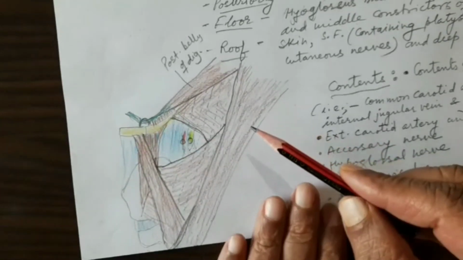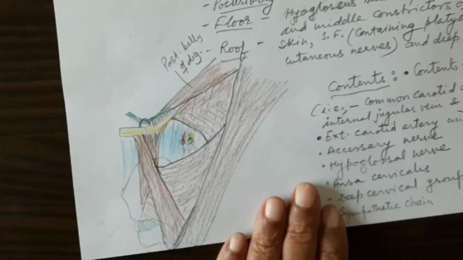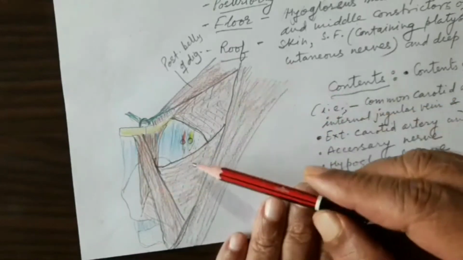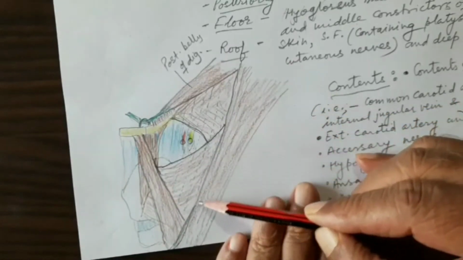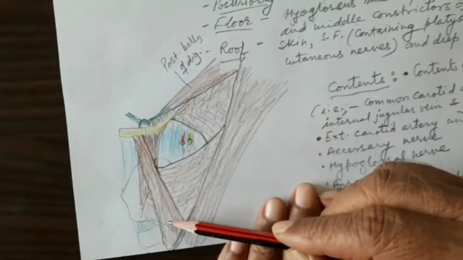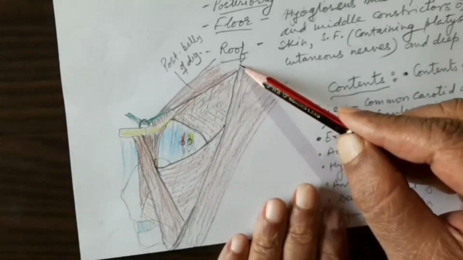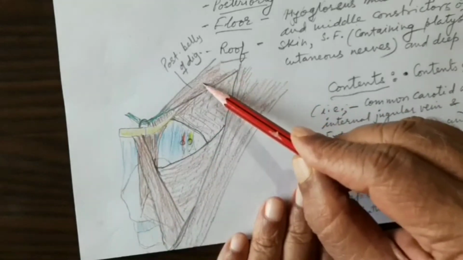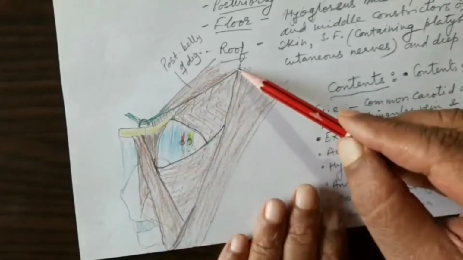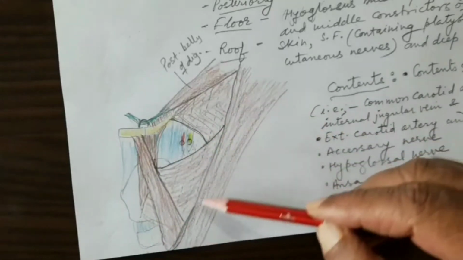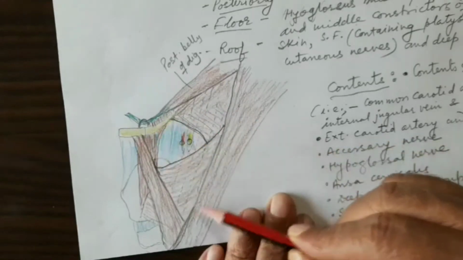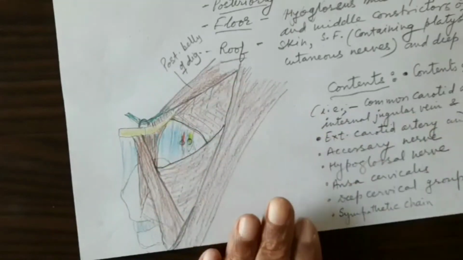Let us see the third boundary of this carotid triangle, called the posterior boundary. This posterior boundary is formed by the anterior margin of the sternocleidomastoid muscle, which overlaps the superior belly of the omohyoid as well as the posterior belly of the digastric. So it covers both when they meet. This is the anterior border of the sternomastoid muscle. Thus you have seen the borders of the carotid triangle.